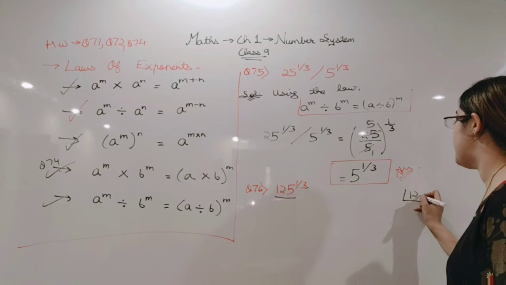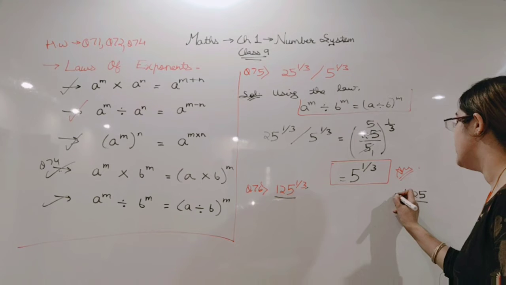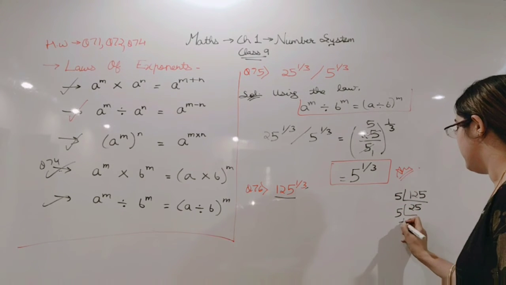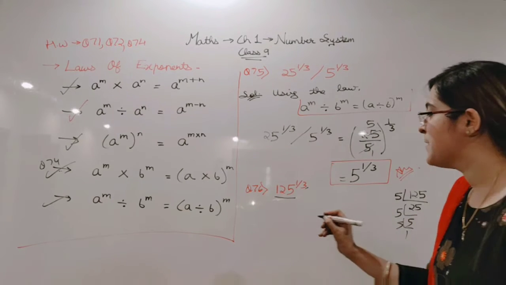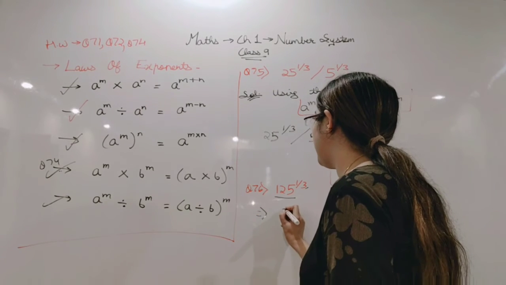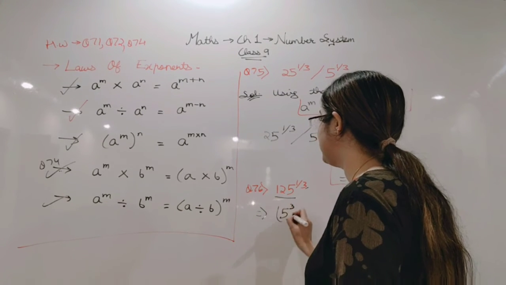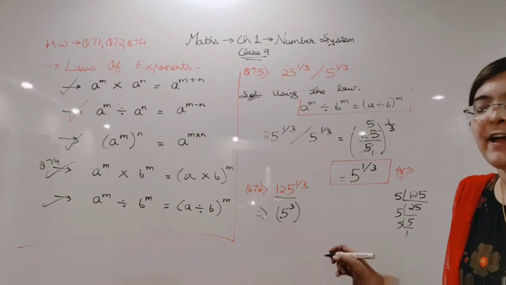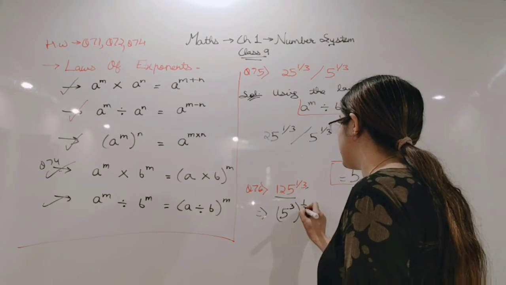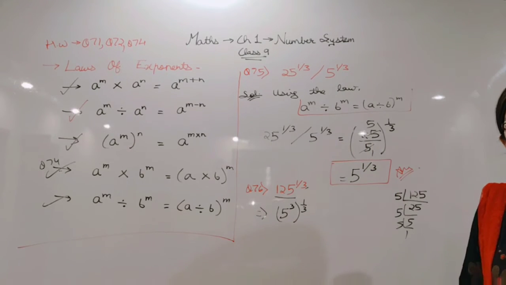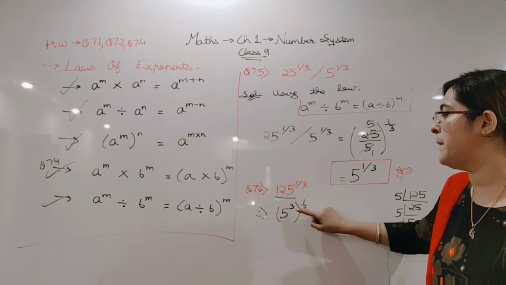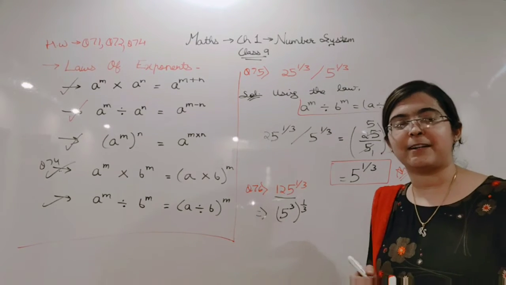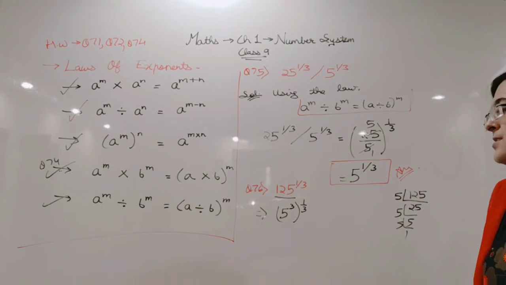So we will prime factorize 125. What will we get? We will get 5 to the power 3. So I can write 125 as 5 to the power 3, and 1 by 3 is already there. Is it clear, students? We will try to bring it to the power which is the denominator. If it is not coming, then it's okay.